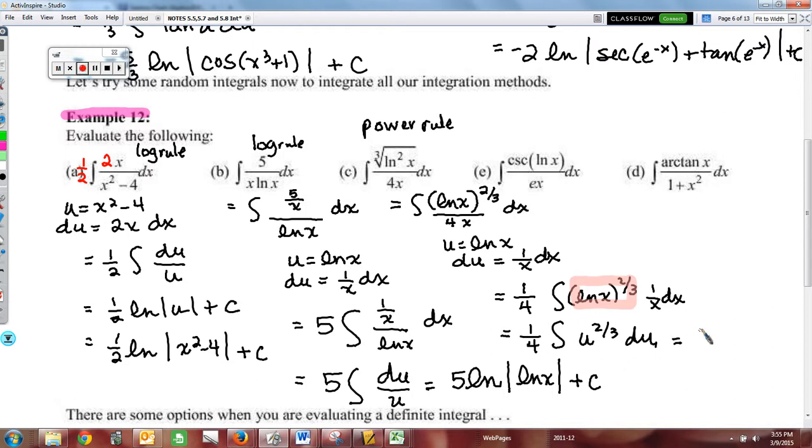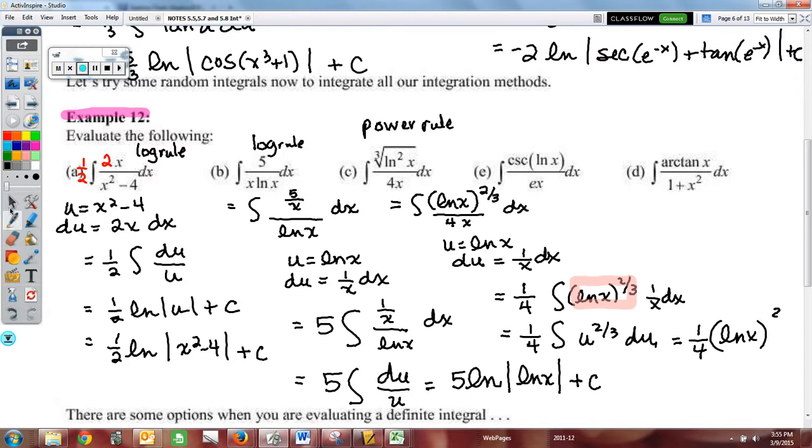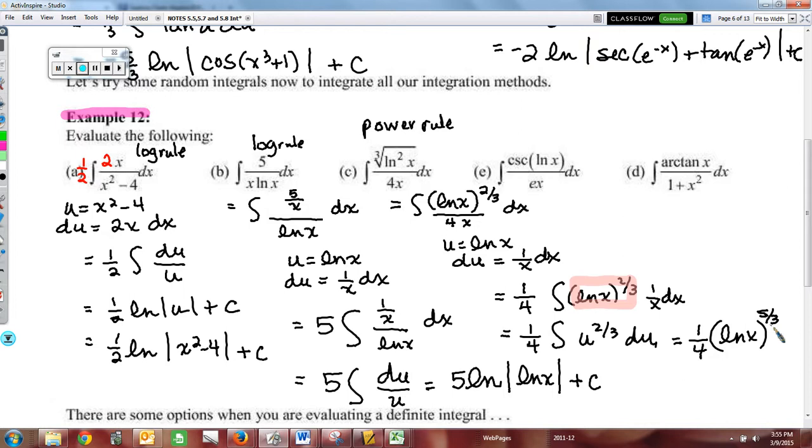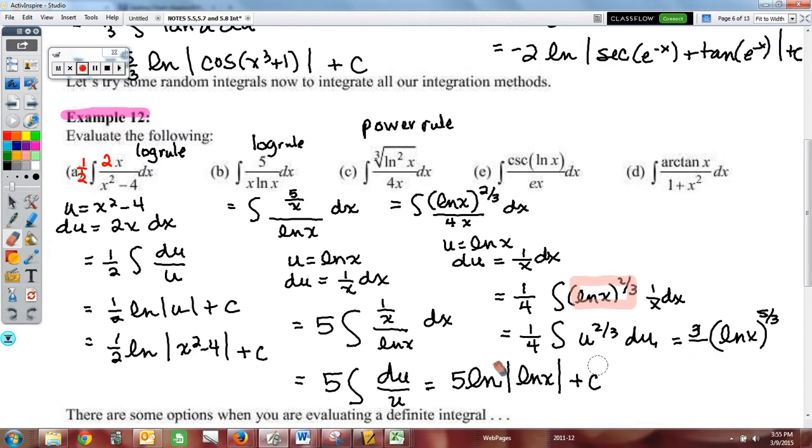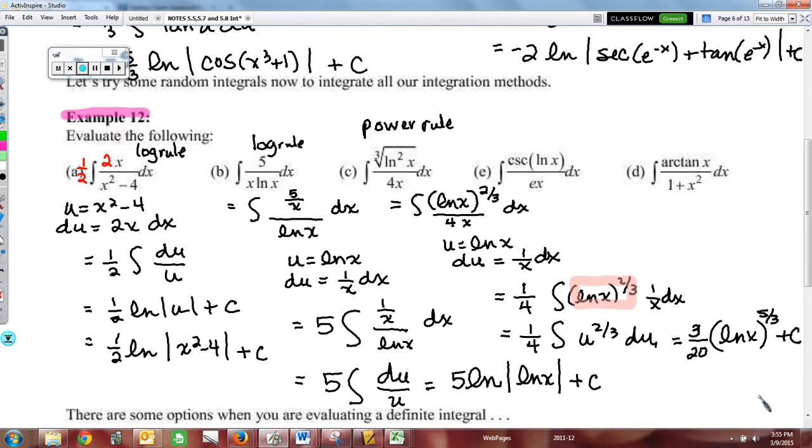And our final answer for this one would be 1/4. Put your u back in, natural log of x to the 2/3. Antiderivative, add 1, so if I add 1 to my power, I would end up at 5/3. And then remember you have to divide by 5/3, which is multiplying by 3/5, so it ends up being 3/20. And then of course our plus c. So that's how we would work part C, and we had to recognize that that was a power rule.